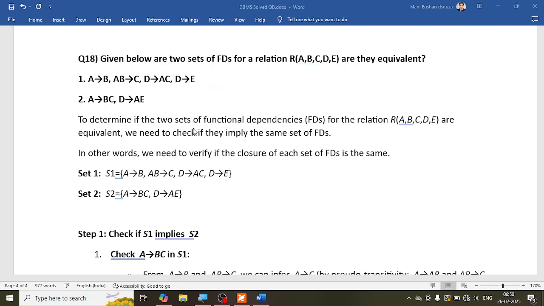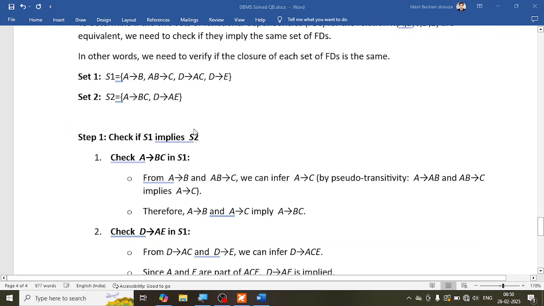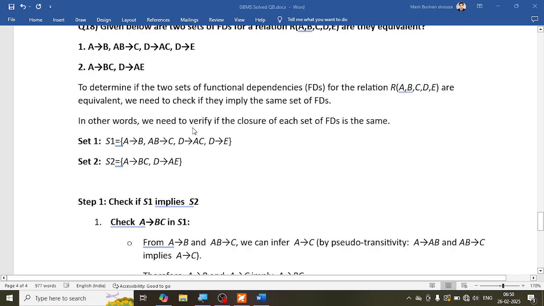So let's go ahead and solve the problem. The first thing that you will ever do with this kind of problem is to write down the functional dependencies. That's very much required. Whenever you get this kind of question, you first write the functional dependencies. So this is one set that is given, and this is the second set that is given. We will go for the easiest one. What is the easiest one?